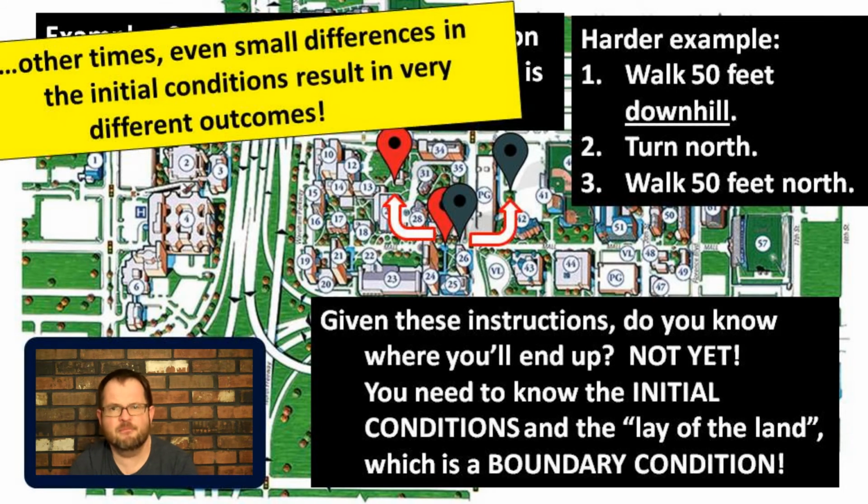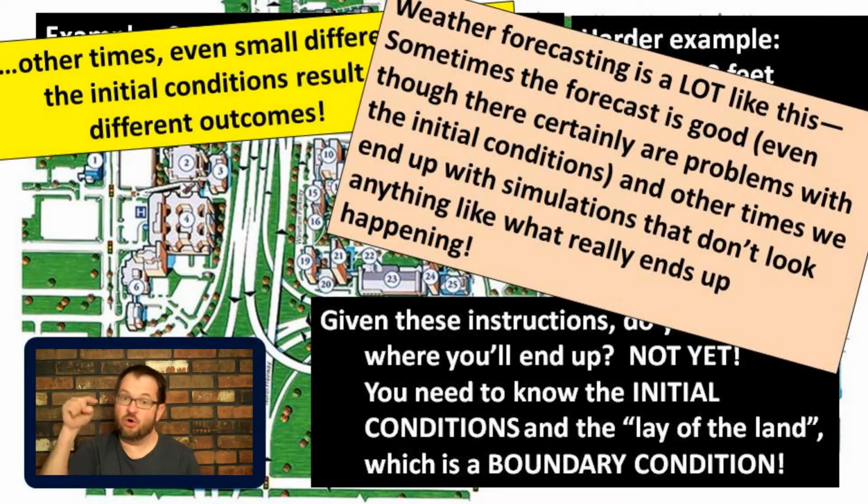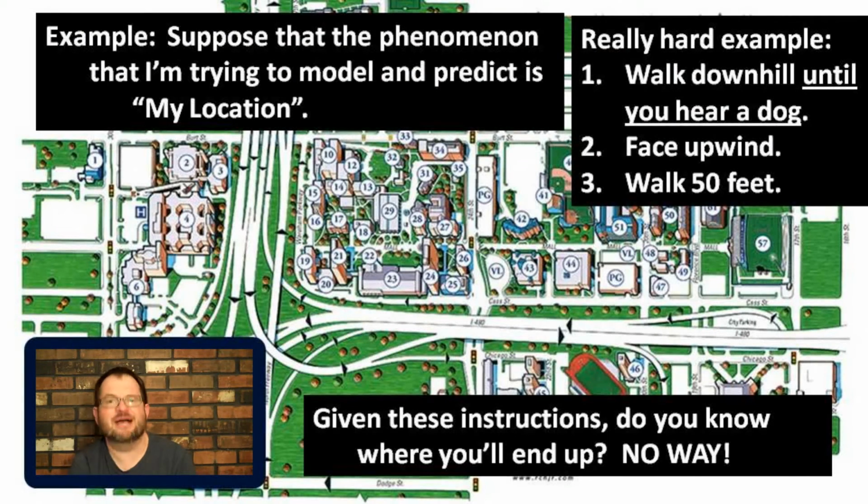This is a mix of an initial condition and a boundary condition problem. It mattered where I started, and it mattered the external processes acting, like where the hills were, and so on. Now, weather forecasting actually turns out to be a whole lot like this. Sometimes the forecast is good, even if there are, and there certainly are, some problems in the initial conditions. But other times we end up with simulations that don't look anything like the real world, because of changes in the initial conditions and changes in the boundary conditions. Let's try another really hard example.